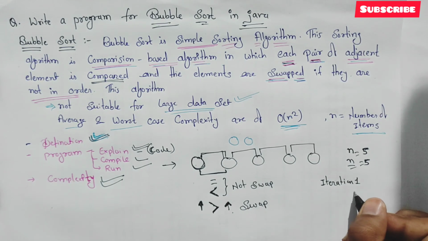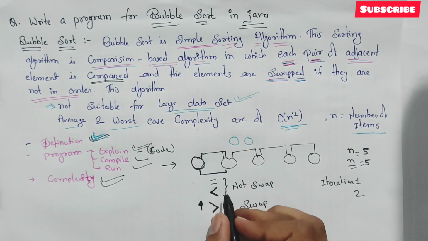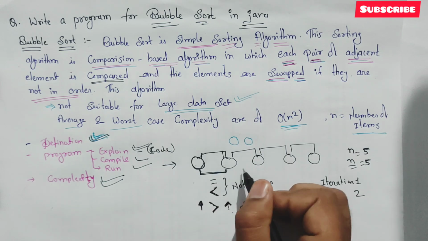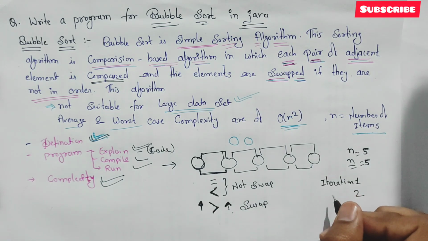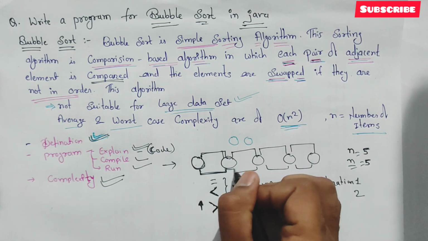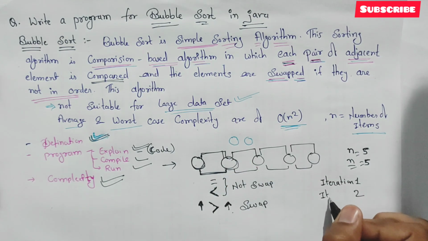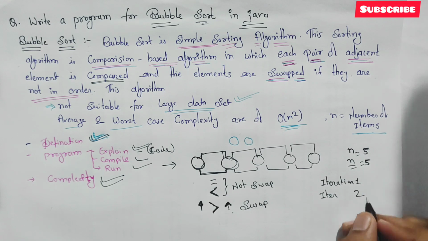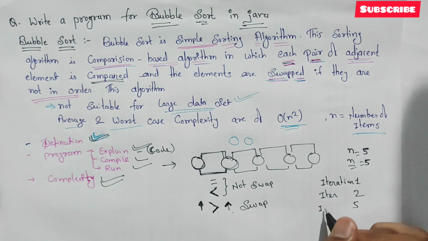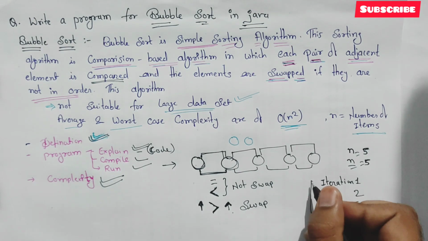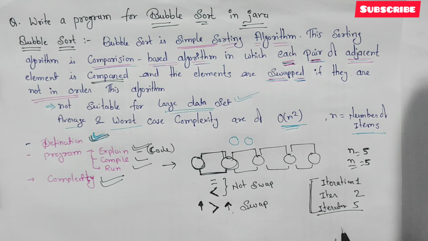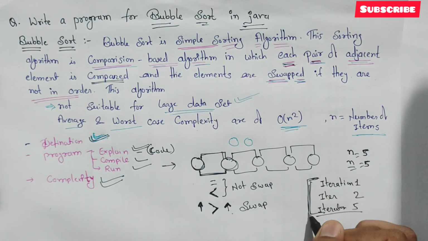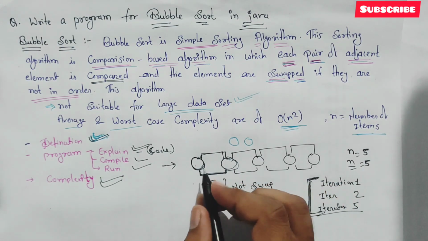In the next iteration, what will happen? Same thing we will do. We will compare one by one, and on the basis of that, whatever swapping is required, we will swap, and iteration 2 will be complete. In this way, at iteration 5 you will see that all the elements are sorted. At the last iteration we will see that all the elements are sorted. So in this way it works.